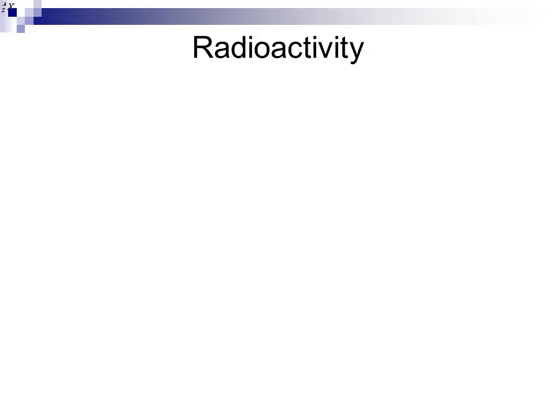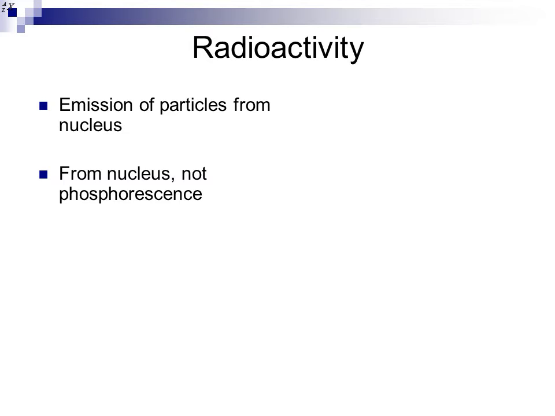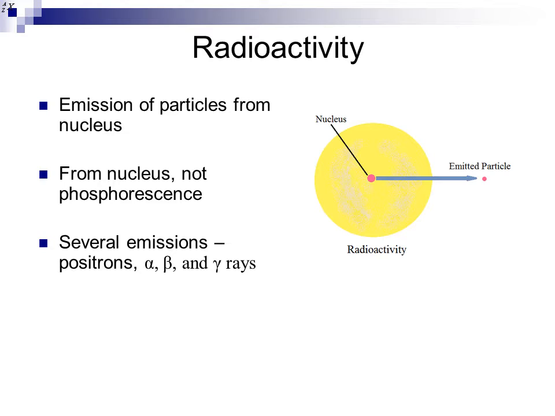Now, radioactivity is emission of particles from the nucleus of an atom. They are emitted from the nucleus rather than being phosphorescence, which is the release of light from electrons. So in a radioactive particle, you actually get something coming out of the nucleus rather than light or something being emitted from electrons. There are several different types of emissions. You have positrons, you have alpha particles, beta particles, gamma rays are all types of radioactive emissions.